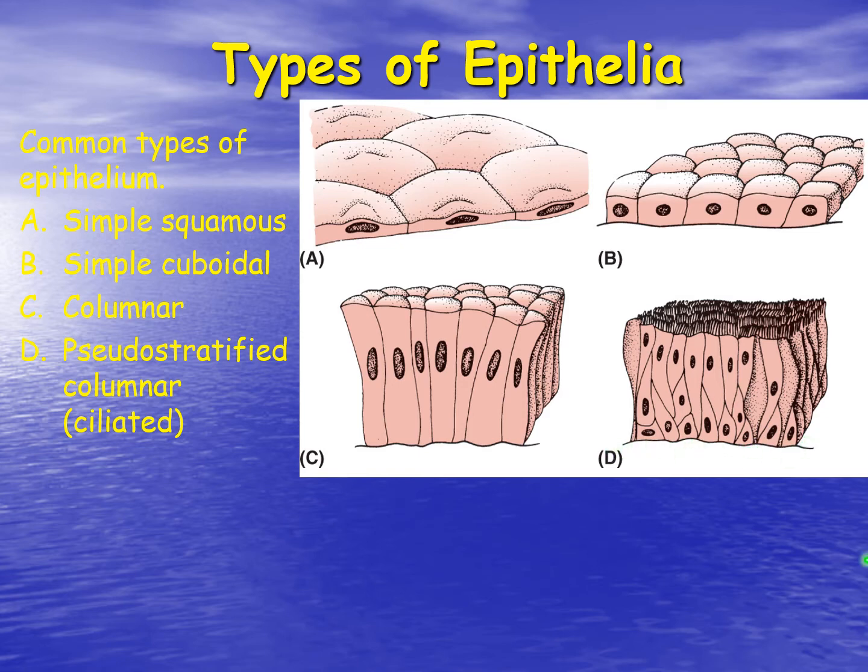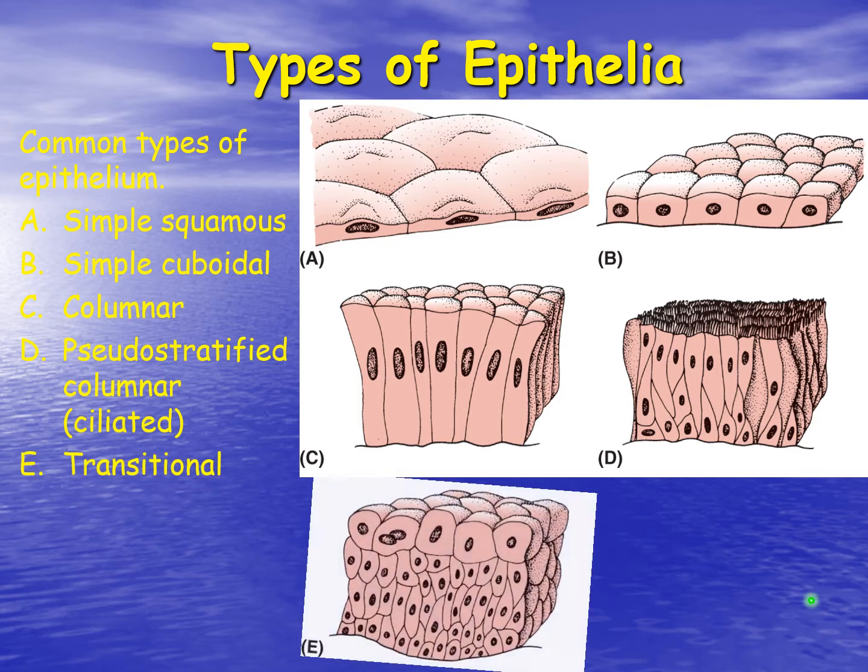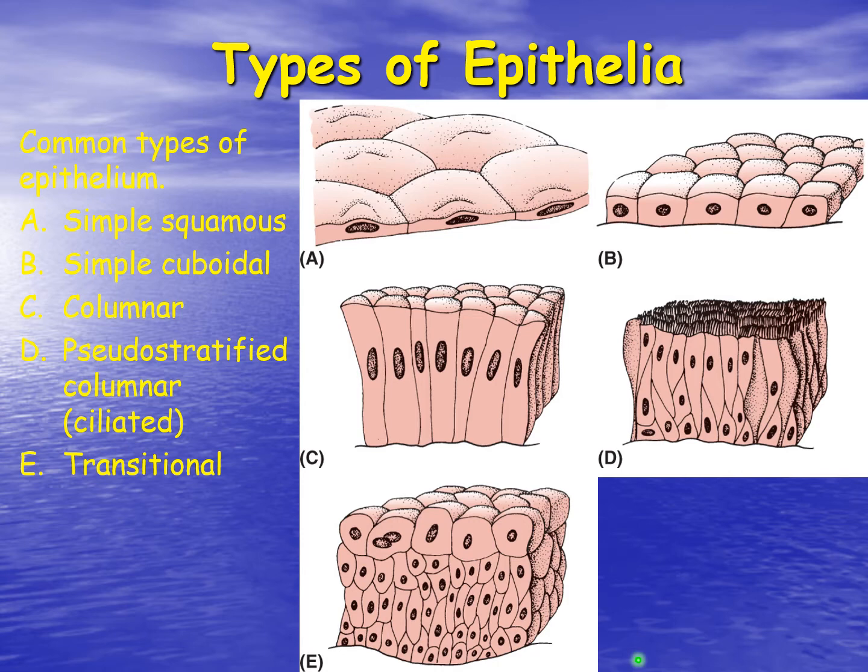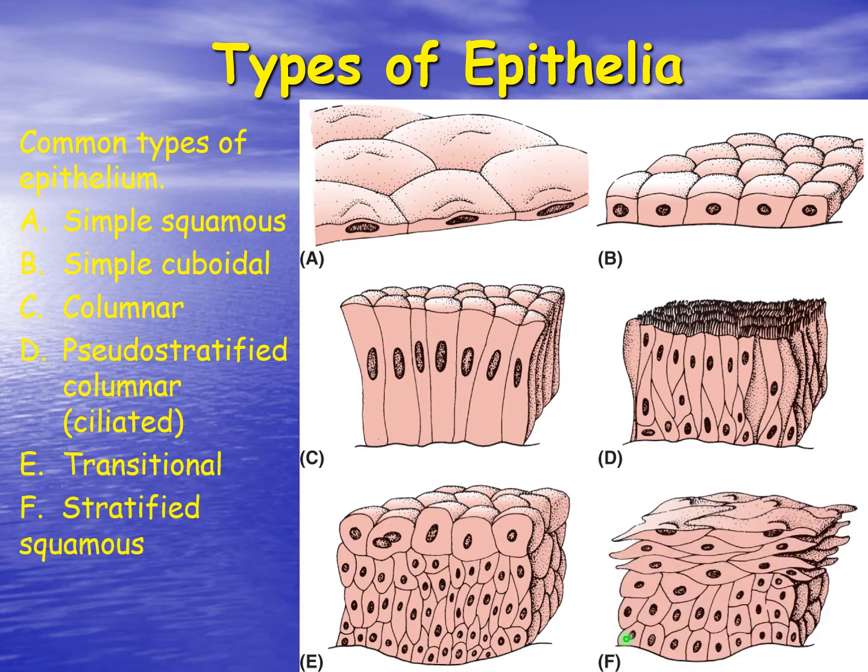Oftentimes, pseudostratified will also have cilia on the free surface of the cells, as well as associated goblet cells that are exocrine in function. Transitional epithelium is a stratified epithelial tissue found only lining the interior of your urinary bladder and about the distal 1/3 of the ureters. And then stratified squamous epithelial tissue, multi-layered, is found in several surfaces, including mucous membrane and, of course, the skin.